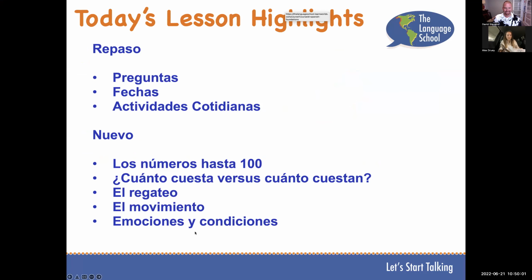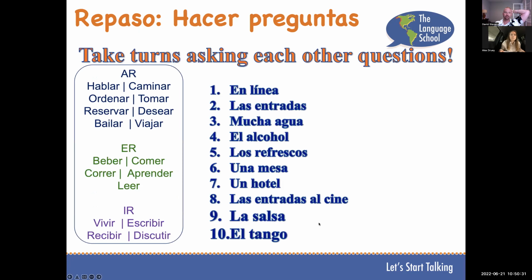con lección 7. Primero, vamos a repasar las preguntas, las fechas y las actividades cotidianas, daily activities. And of course, we'll learn a lot of new stuff as well. Los números hasta 100, so numbers all the way up to 100. We'll learn the difference between cuánto cuesta and cuánto cuestan, which is just singular and plural. We'll talk about el regateo, el movimiento, y emociones y condiciones. Let's get started with questions first.